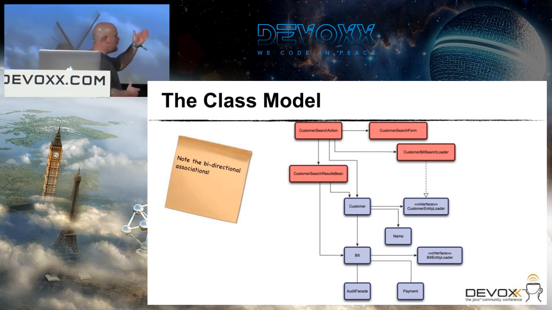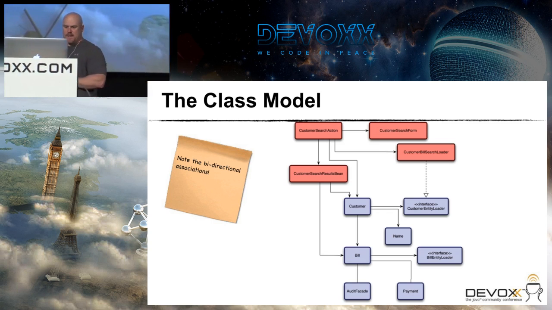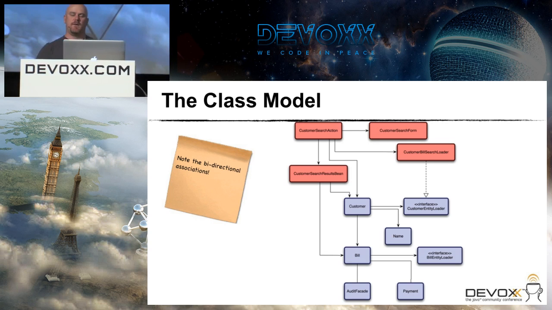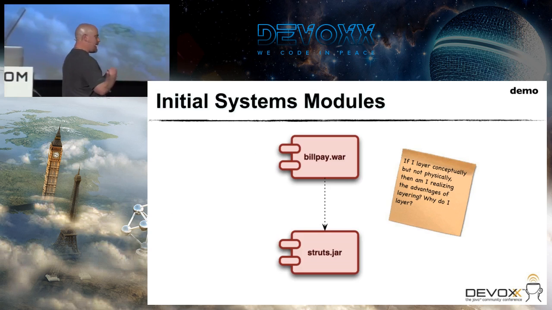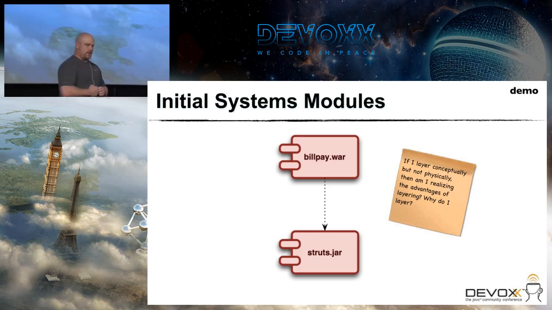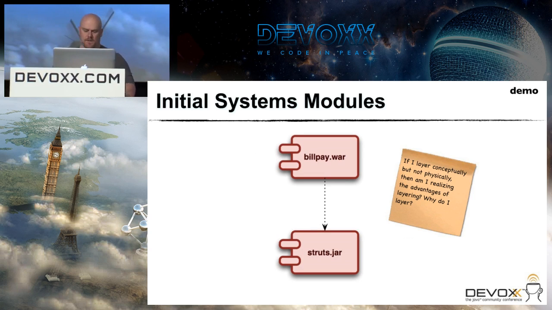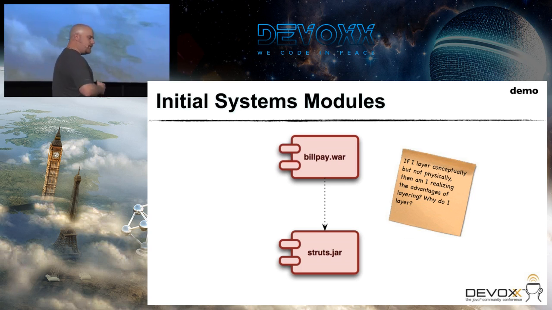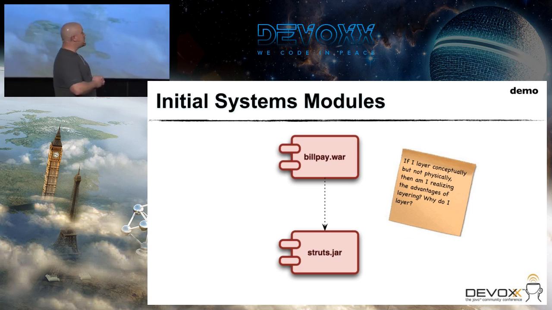And notice right now that there are some bidirectional relationships here, like between the bill and this class that I call the audit facade, and this class that I call the payment. Okay, so those are some bidirectional relationships that exist there. So that's the initial class model. This system actually uses Struts, at least for now it does.